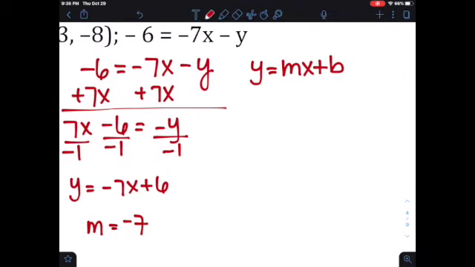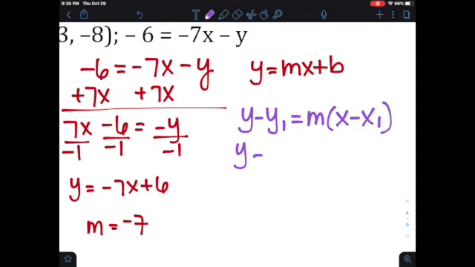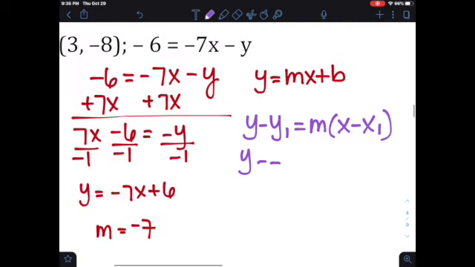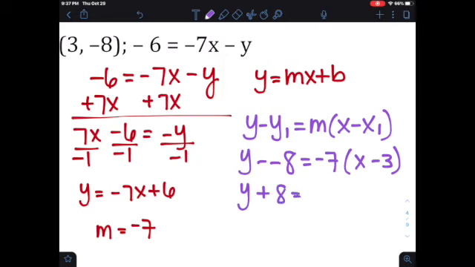Point slope form in this case is going to be, again, keep writing it. If you keep writing it, you will not forget. y minus y1 equals m times x minus x1. And your y stayed the same. y1 in this case is negative 8, equals the slope, negative 7, times x minus 3. And then you're done. Simplify: y plus 8 equals negative 7 times x minus 3.